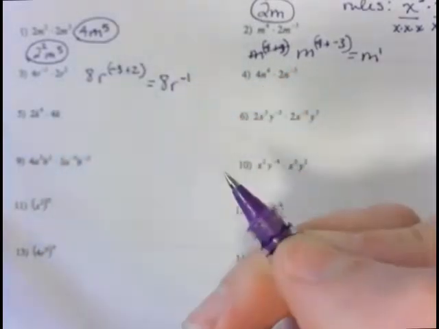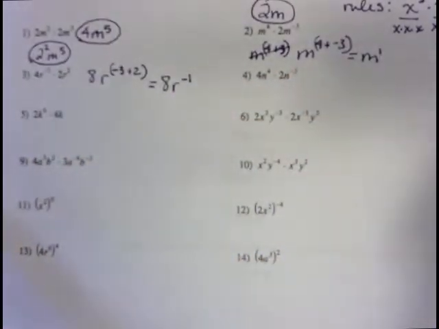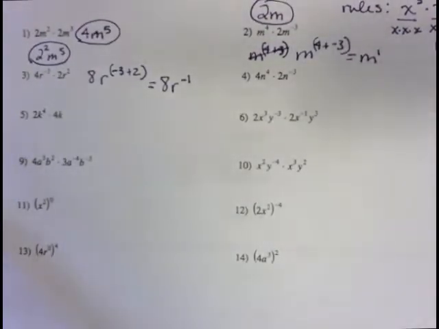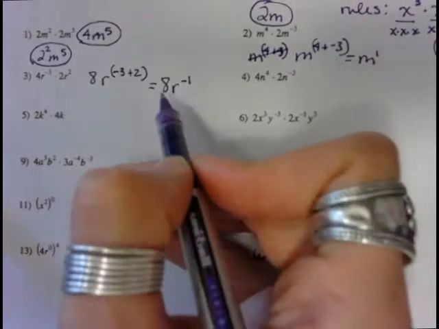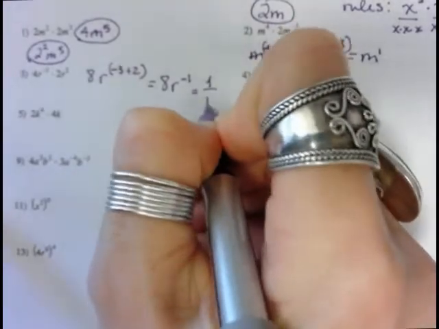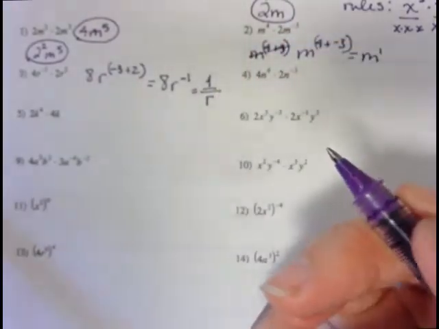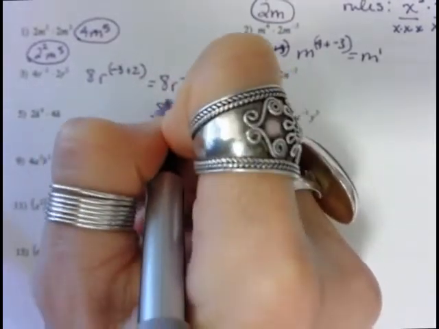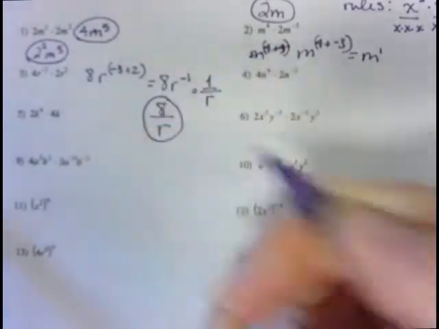But in most terms, I don't ever want to leave a negative exponent unless I really have to leave a negative exponent. But for now, you're going to practice not having a negative exponent. Okay? So what do we remember r to the negative 1 being? Well, r to the negative 1 is 1 over r, which means 8 times r to the negative 1 equals 8 over r, and that's your final answer.